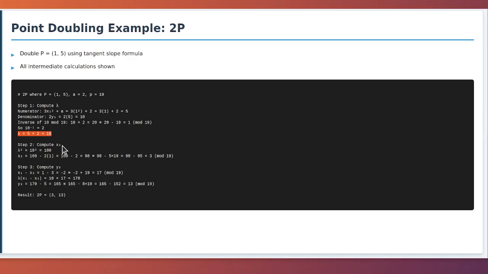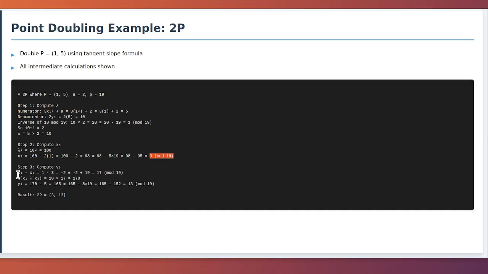Next, we compute x3. Lambda squared minus 2 times x1, all modulo 19. Lambda squared is 10 squared equals 100. Then 100 minus 2 times 1 equals 100 minus 2 equals 98. To reduce 98 modulo 19, 98 divided by 19 equals 5 with remainder. So 98 minus 5 times 19 equals 98 minus 95 equals 3. Therefore, x3 equals 3. Now we compute y3.